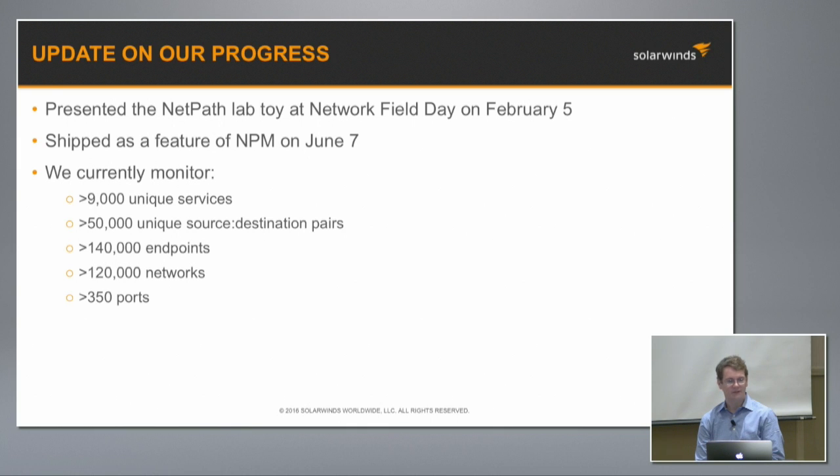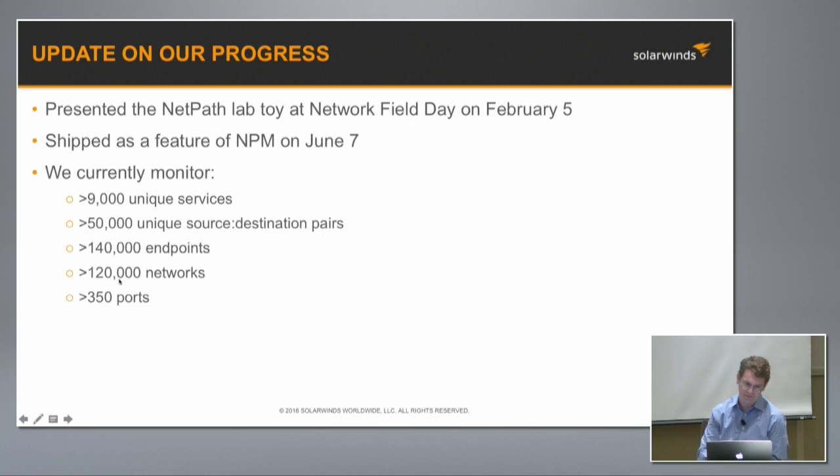it's been, what, 5 months or so? We have had some crazy adoption. So we now monitor over 9,000 unique services on the internet or locally in people's networks. We have 50,000 unique source destination pairs. So we've talked about how there's lots of multipath on the internet. When you have a source and you have a destination and 100 paths in between, we're counting that as one unique source destination pair. Okay, 140,000 endpoints, 120,000 networks, and 350 ports we're seeing.